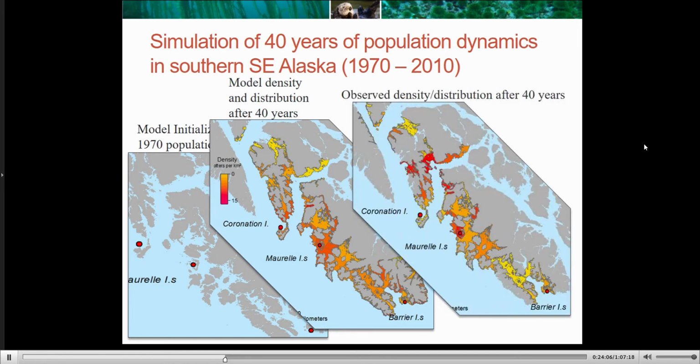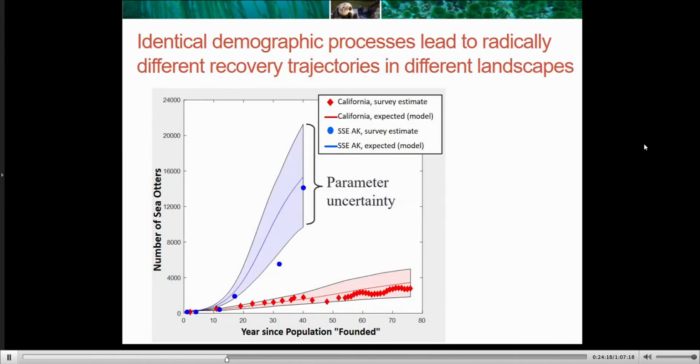And this is what the actual survey data look like. Again, there are some differences, in some cases rather big differences in the locations of density, but overall the distribution is pretty similar actually. And when you sum up the numbers of otters, the bands here show the model predictions with the 95% confidence intervals across simulations, and the lines represent the mean model predictions. The points that you see here are actual survey results for both California and Southeast Alaska.